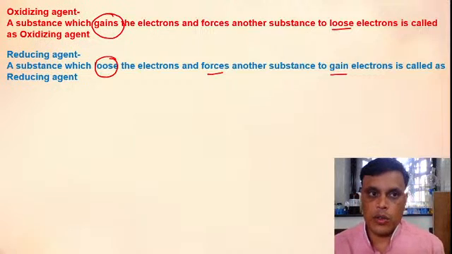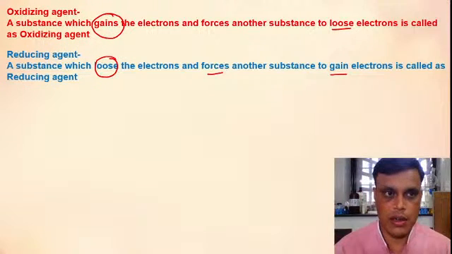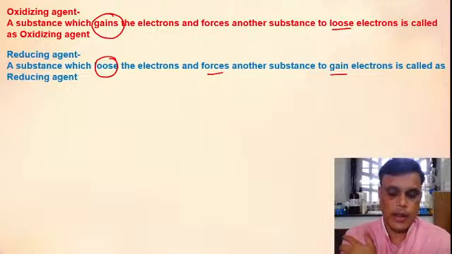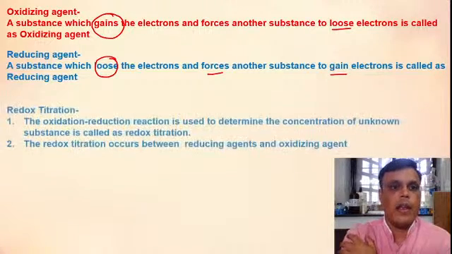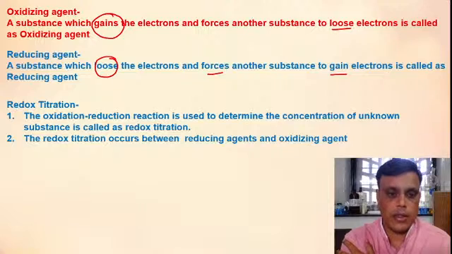ठीक है? Understood oxidizing agent and reducing agent? If you have pen notebook, you can write down this definition of oxidation, reduction, oxidizing agent, reducing agent. ठीक है? Okay. Then we will see the redox titration. क्या है redox titration? Write down this definition of redox titration.